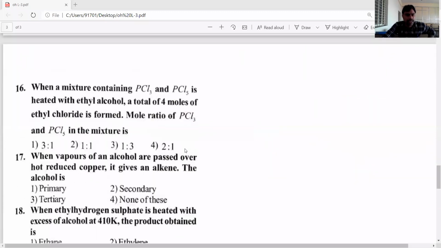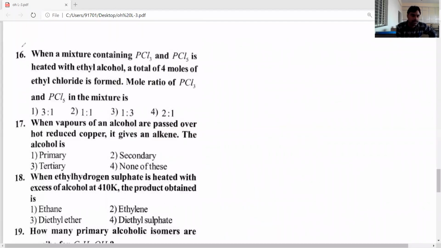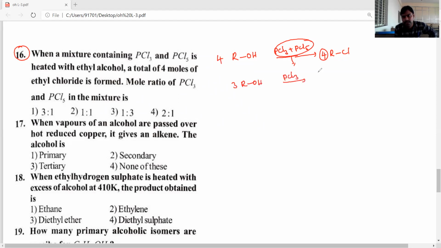Okay, 16th question. Let's listen, dear students. This we already did in level 2. This alcohol is converted into alkyl chloride. 4 moles are formed when treated with PCl3 plus PCl5. We need to find the ratio. This is 4 moles of alcohol. Out of that, 3 moles of ROH react with PCl3 and produce 3 moles of alkyl chloride plus H3PO3. The remaining 1 mole of alcohol reacts with 1 mole of PCl5 to produce alkyl chloride plus POCl3 plus HCl.